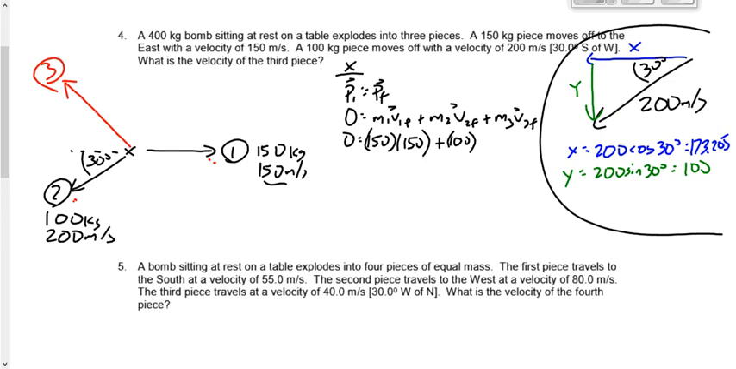What's V2? What's V2? That's not 200. 200 is dead to us. What are we going to use? Well, either 173 or 100. Which one do you want to try? Which one is it? 173 or 100? For the x component. What is it? 173, good. We're going to actually make it negative because it's going to the left there.